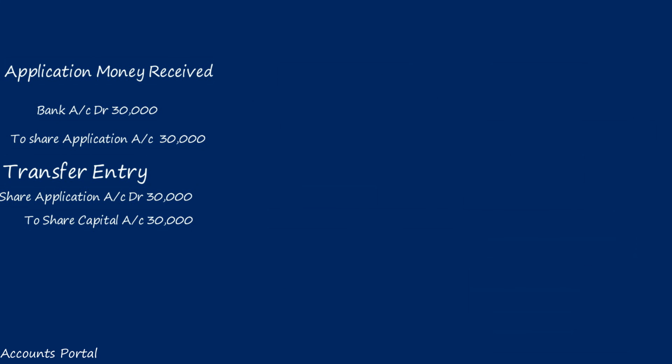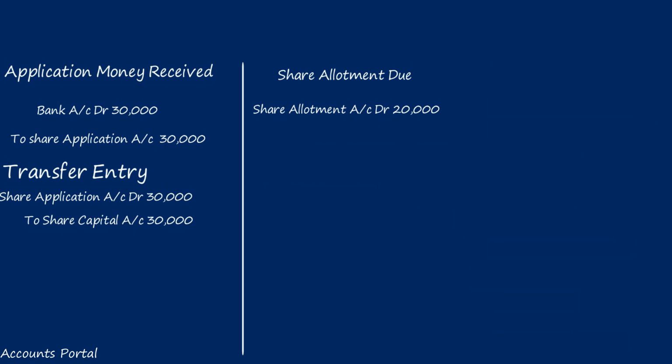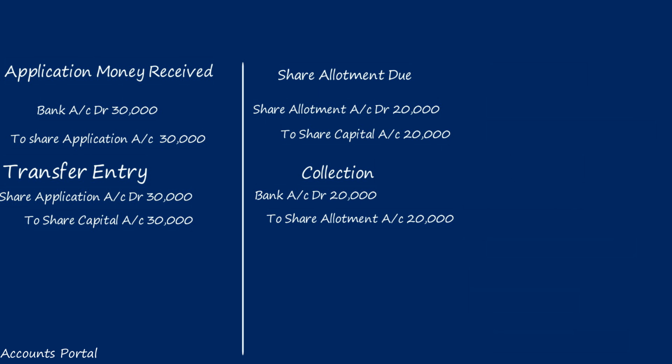Next, the share allotment money due entry. Share allotment account debit to share capital account. Share allotment account should be debited with the number of shares allotted into allotment money to be paid per share. How much now? 10,000 into 2, 20,000. Share allotment account debit 20,000 to share capital account 20,000. Collection of allotment money, or receipt of allotment money: bank account debit 20,000 to share allotment account 20,000.